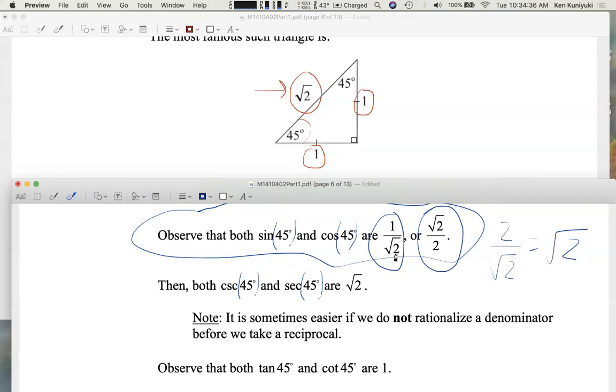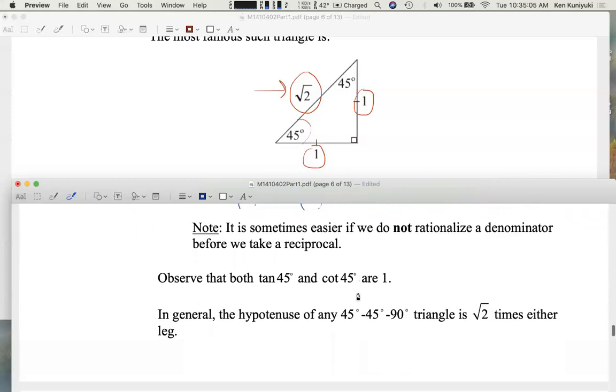Look at this guy. One advantage to the unrationalized version of these trig values is that if you take this guy and turn him upside down, you get root 2 over 1. So these unrationalized versions of these trig values can be useful, especially when you're taking reciprocals. The reciprocal of this is clearly root 2. So this is the cosecant and the secant of 45 degrees.